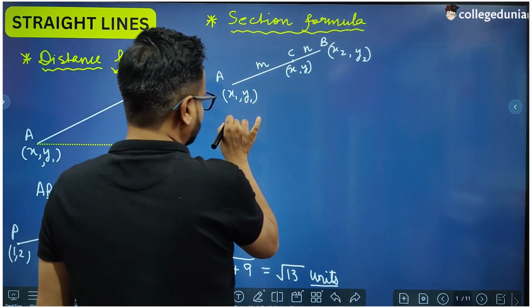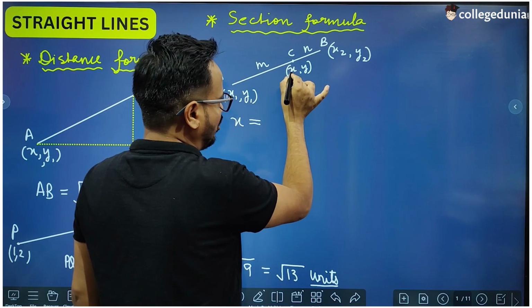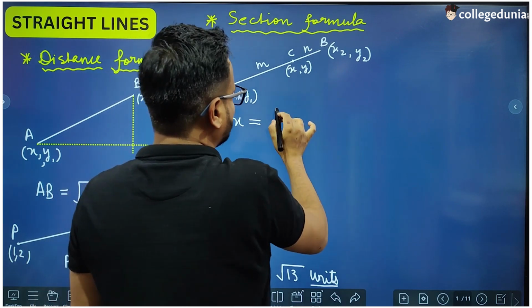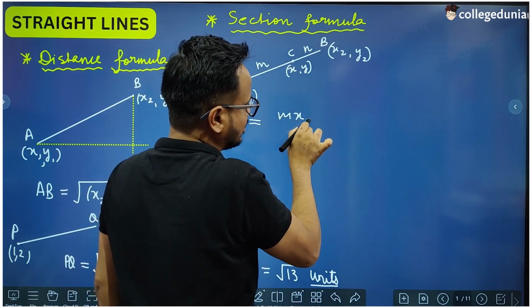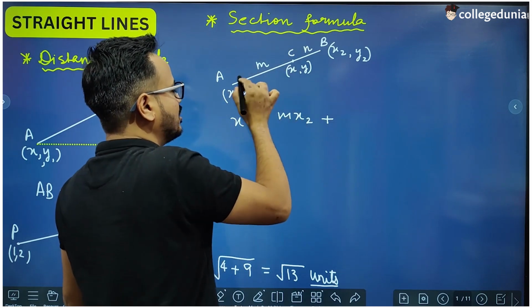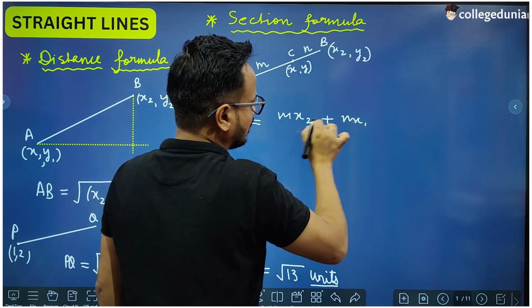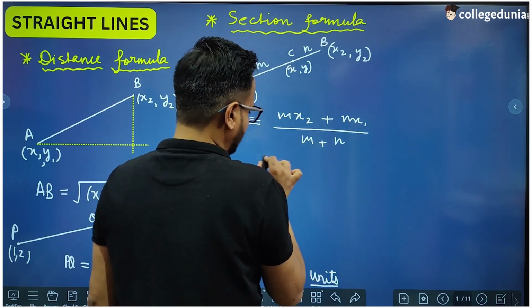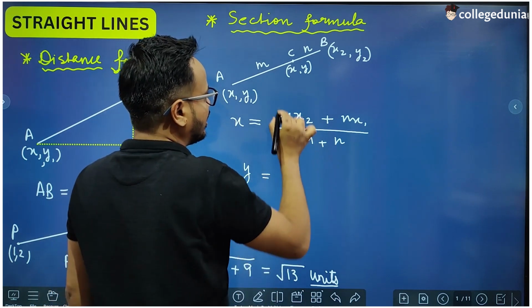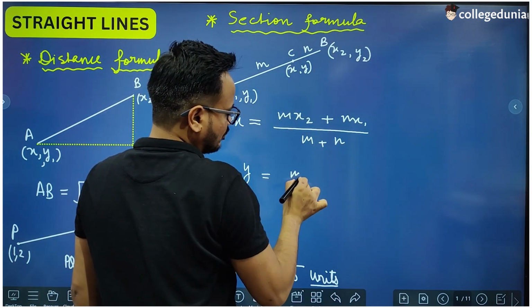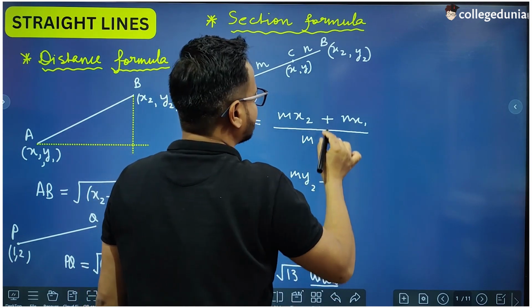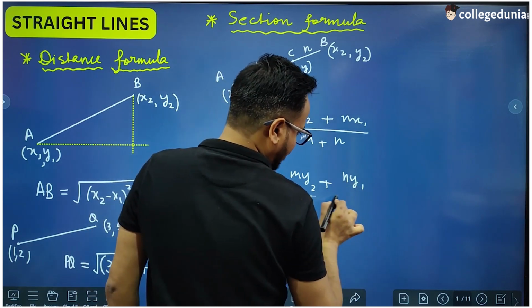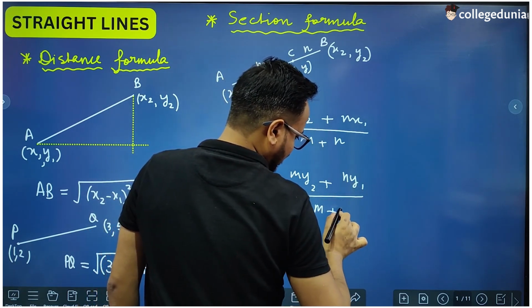So the x coordinate of this point is what? You just have to multiply this m with x2 plus this n with x1, divided by the sum of m and n, and the y coordinate is m into y2 plus n into y1, divided by m plus n, right?